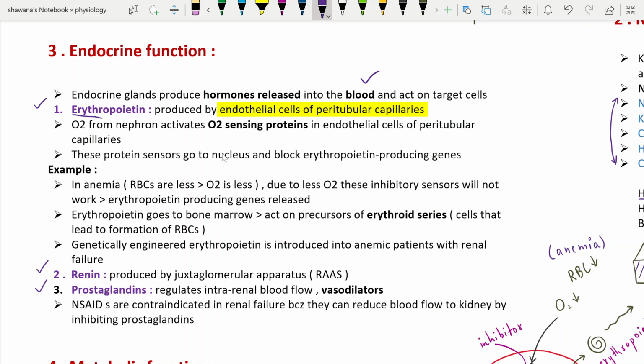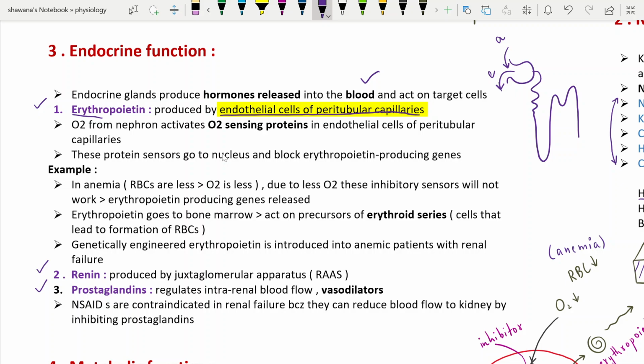It is produced by the kidney, specifically by which part of the kidney? By the endothelial cells of peritubular capillaries. What are peritubular capillaries? As you know, this is the glomerulus. Okay, this is the afferent arteriole and this is the efferent arteriole, and these are the proximal convoluted tubule, then loop of Henle, then distal convoluted tubule, and the collecting duct. This diagram is not anatomically correct, but I'm just putting the concept in your minds.